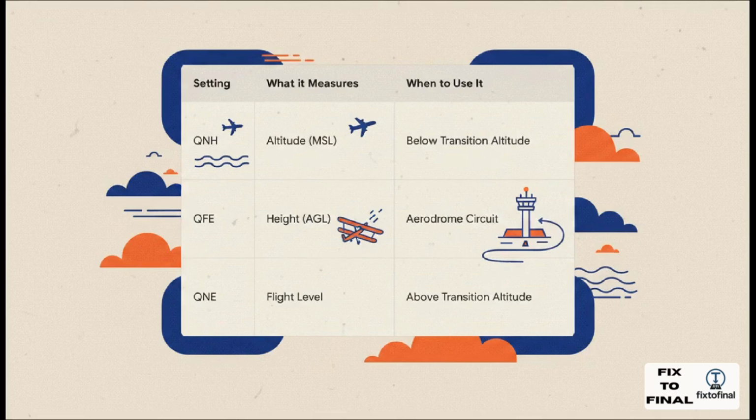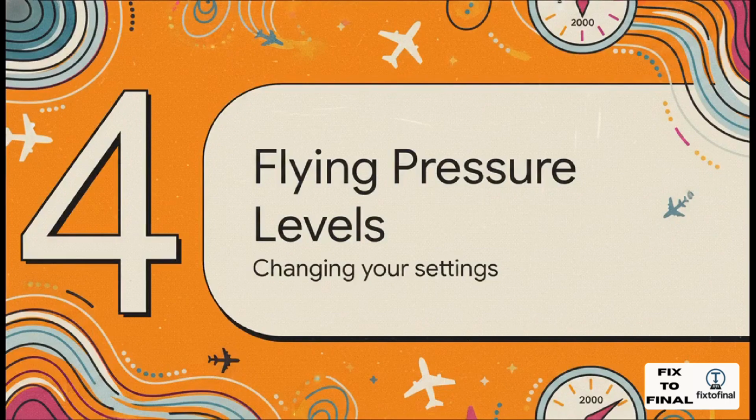And here it is, all in one place. Your cheat sheet. If you're studying for the exam, seriously, take a screenshot of this right now. QNH gives you altitude above the sea. QFE gives you height above the field, and QNE gives you a standard flight level when you're up high. Got it? Awesome. So, knowing the settings is one thing, but when do you actually make the change in flight?